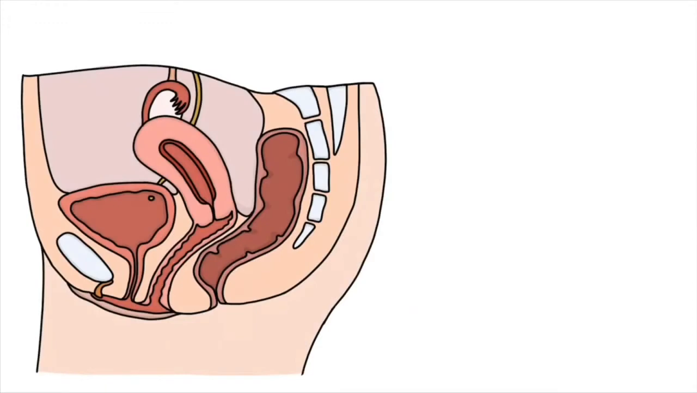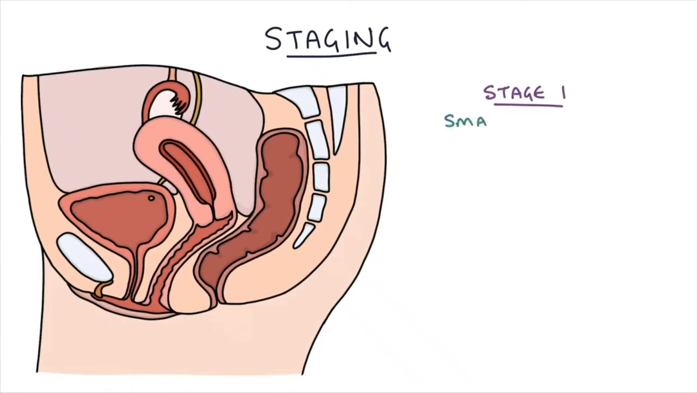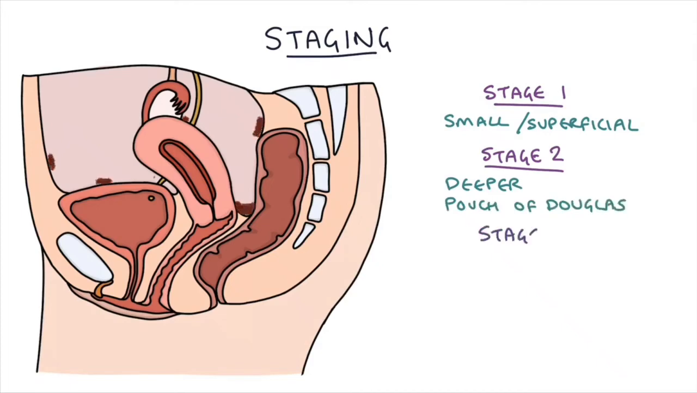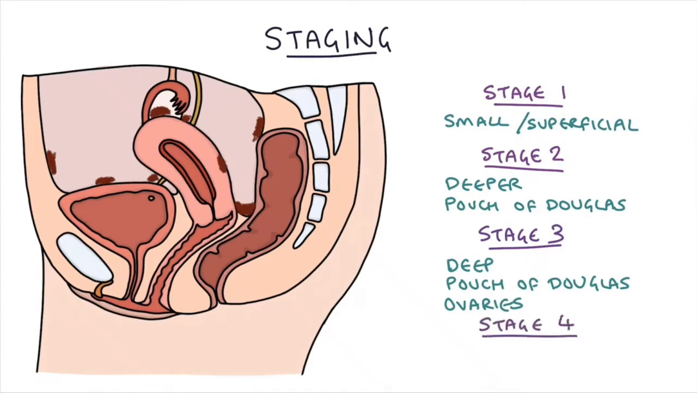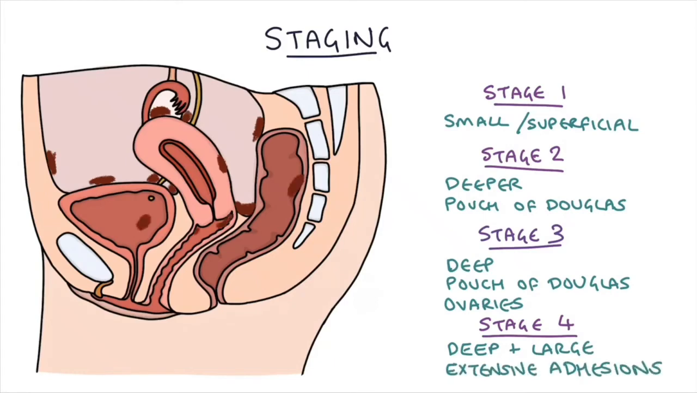Just a quick word on the staging system for endometriosis. Stage 1 is where you only have very small superficial lesions of endometrial tissue outside the uterus. Stage 2 is where you would have deeper lesions, which include inside the pouch of Douglas. Stage 3 is where you have deep lesions, which would be in the pouch of Douglas, but also with lesions on the ovary itself. And then stage 4 would be deep and large lesions affecting the pouch of Douglas, the ovaries, and also extensive adhesions throughout the pelvis. Stage 4 is really the most extensive condition, most severe endometriosis.